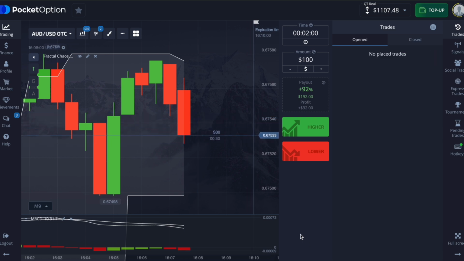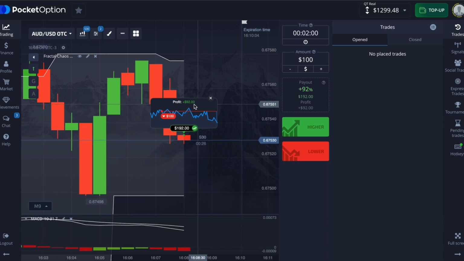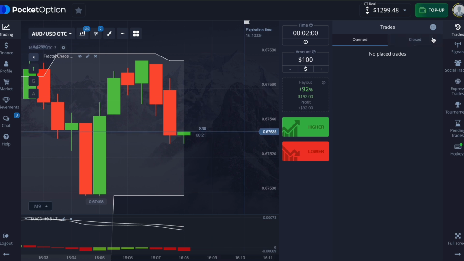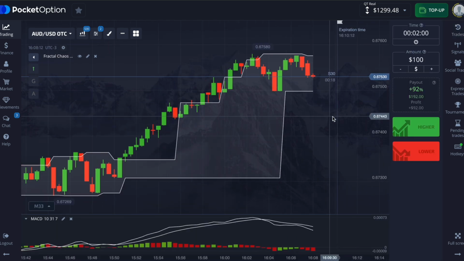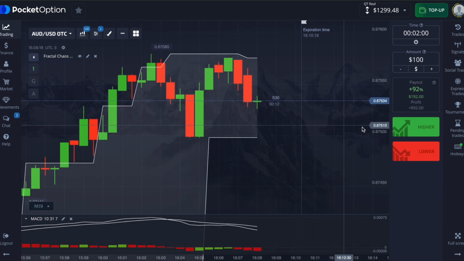The price continues to fall and my trade closes, compensating for the previous loss and bringing in a bit of profit. At the core of the fractal chaos bands indicator is the idea of identifying areas where the market may be in a state of chaos and where a trend might begin. This indicator creates lines around the price, assuming that during chaotic periods prices may fluctuate significantly while during trending periods they will stay within these bands.